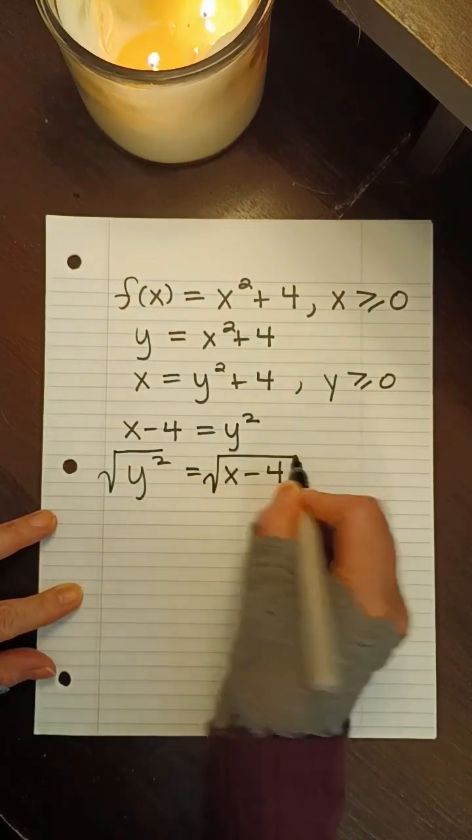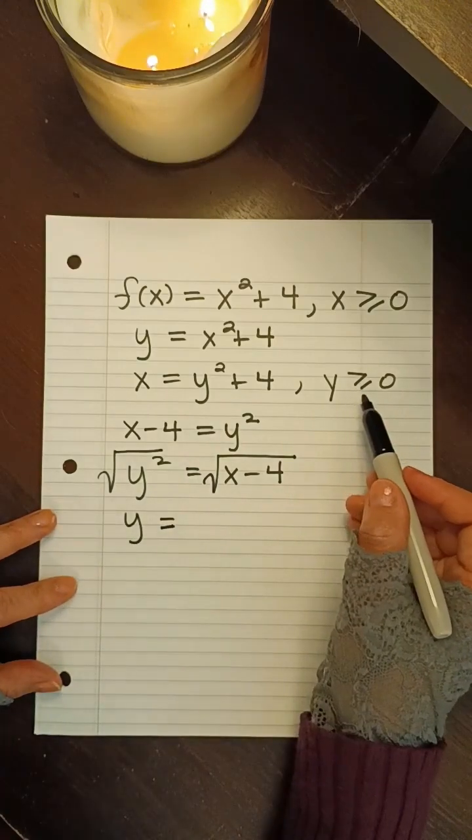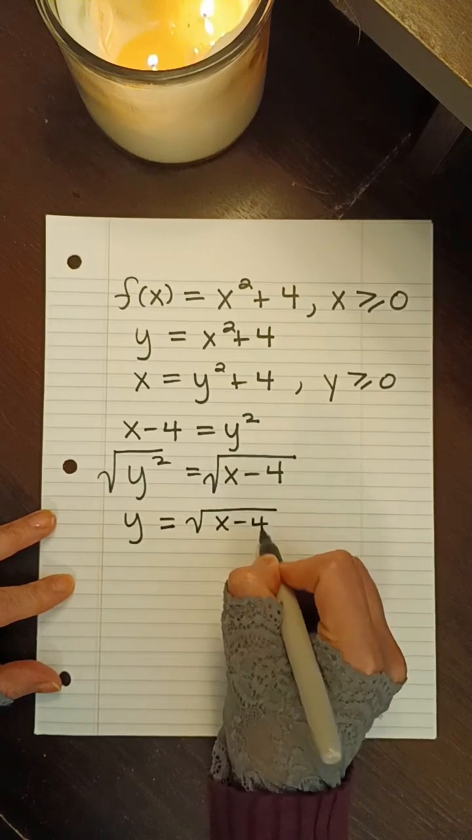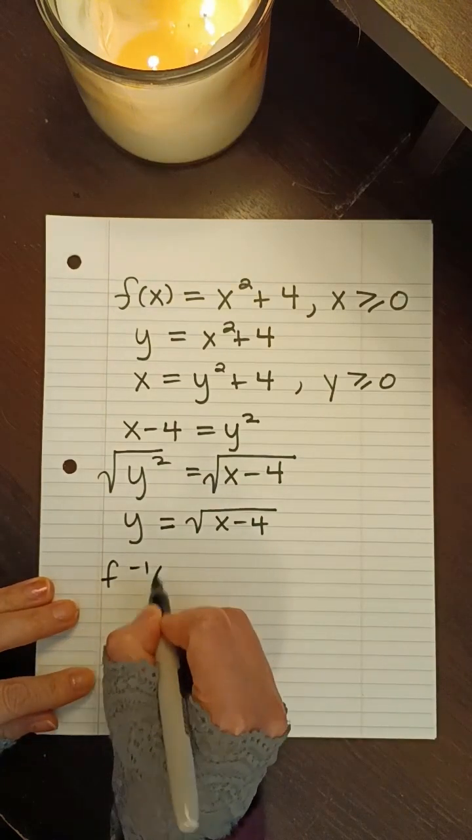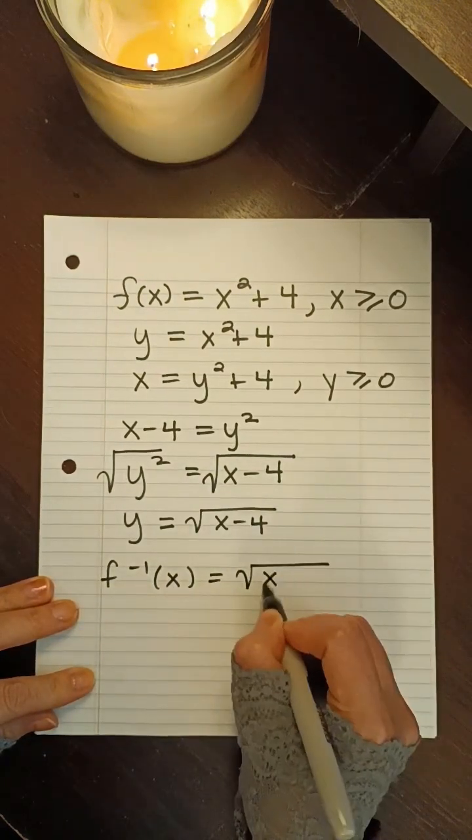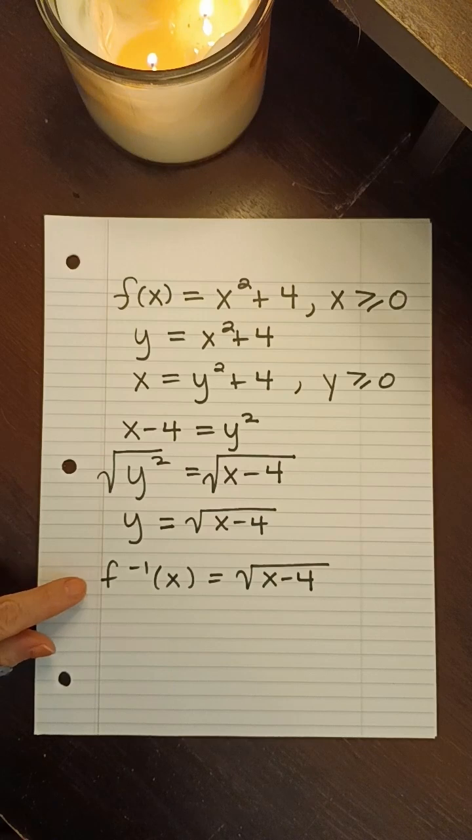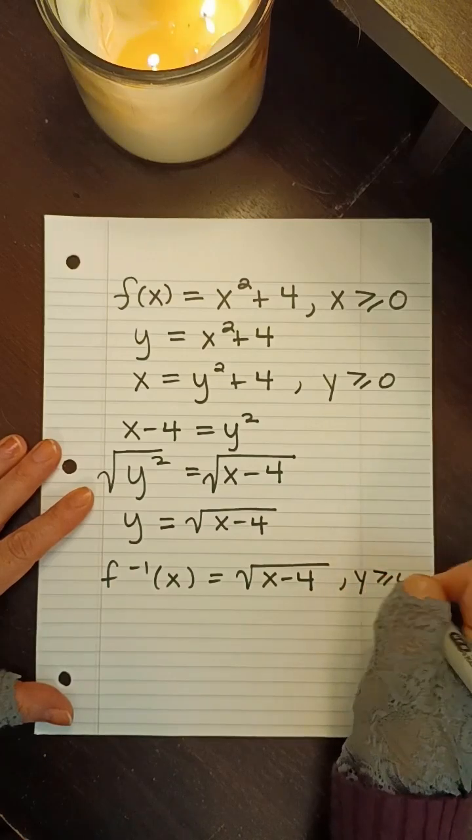So I'll take the square root of both sides. So you get y equals, now I want y greater than 0, so we get the square root of x minus 4, not the negative of the square root of x minus 4. So just the positive square root of x minus 4. And then last step is we will write y in function notation as inverse of x. Okay, and we have y is greater than 0.